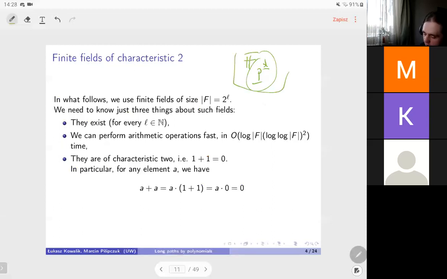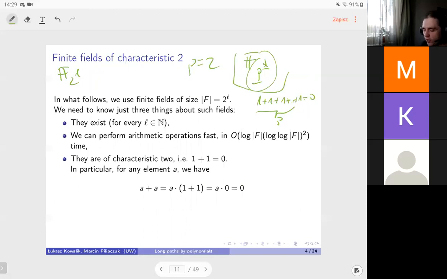In particular, in this field, if you add p ones, you get zero. So addition behaves like modulo p, at least if you add ones, but you can have many more elements. You can have p to the d elements, and we'll be using this field for the case p equal two. So we'll be looking not really at F2, but at the field F2 to the L.